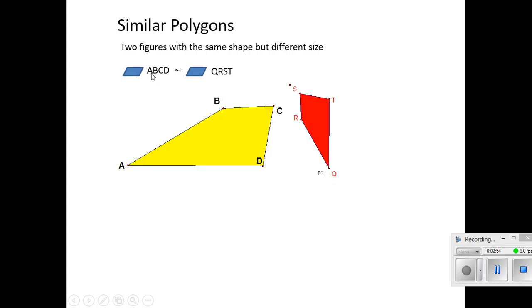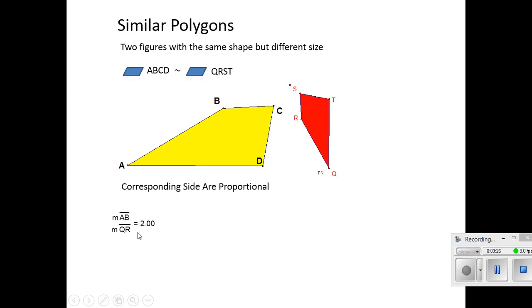Now, what is the side which corresponds with AB? Well, right over here it's QR. What is the side which corresponds with AD? Over here it's going to be QT. So AB corresponds with QR, and AD is going to correspond with QT. And we're going to measure those, and we're going to take the ratios of the corresponding sides.